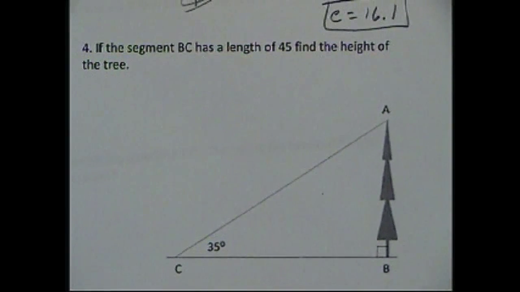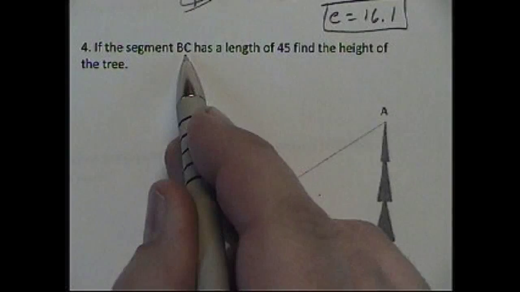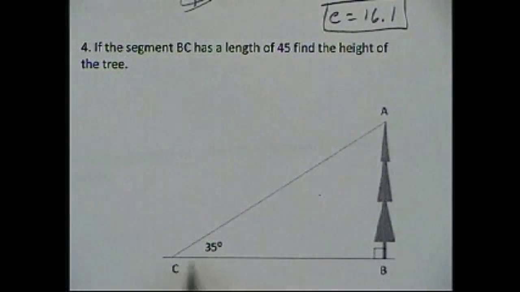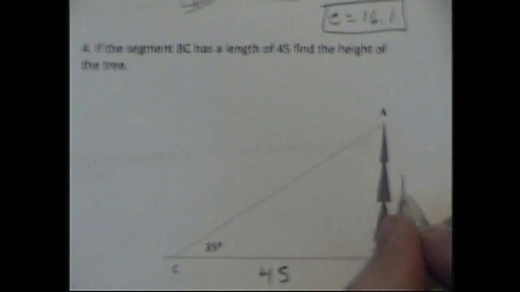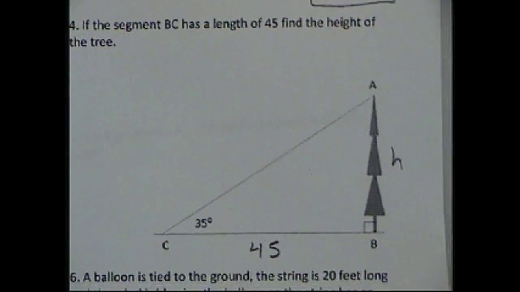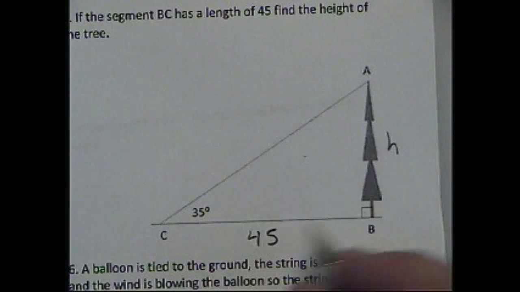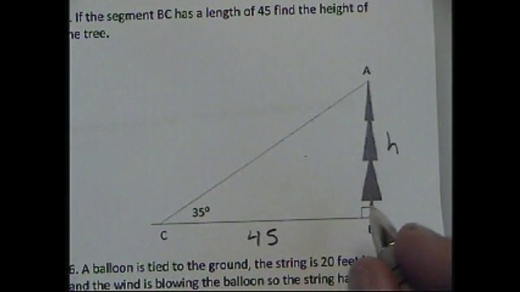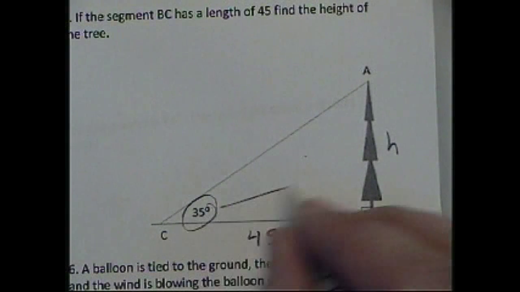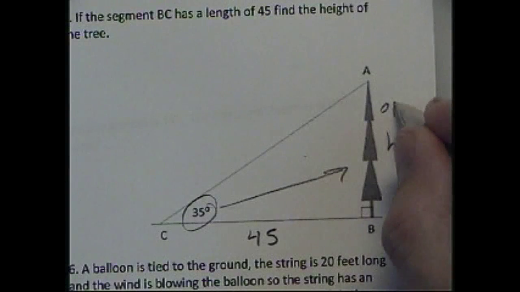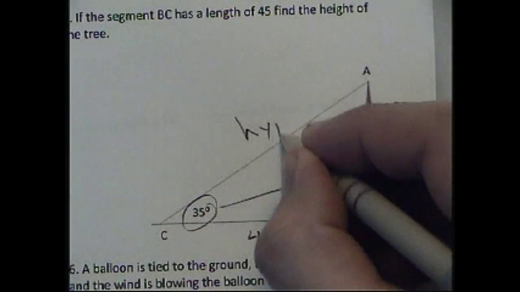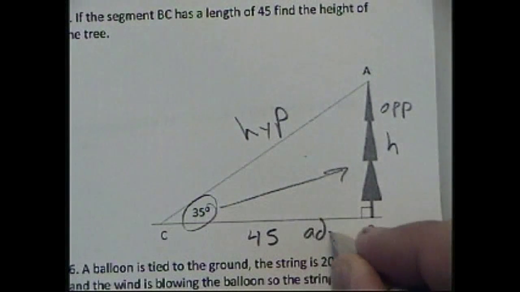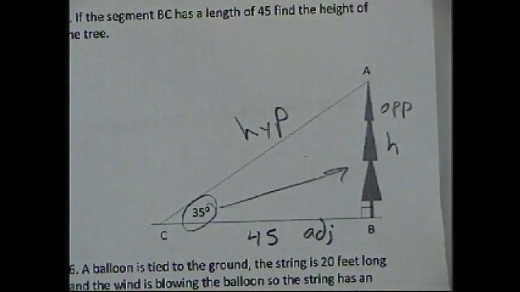So let's see what we've got here for number 4. If the segment BC has a length of 45, so that's this base down here, find the height of the tree. All right, so I'll call that my H is height. So now we've got a right triangle. It's a tree this time, but really nothing has changed. We're still going to start with our angle, go across to opposite. Across from the 90 is my hypotenuse, leaving us with this side as the adjacent.